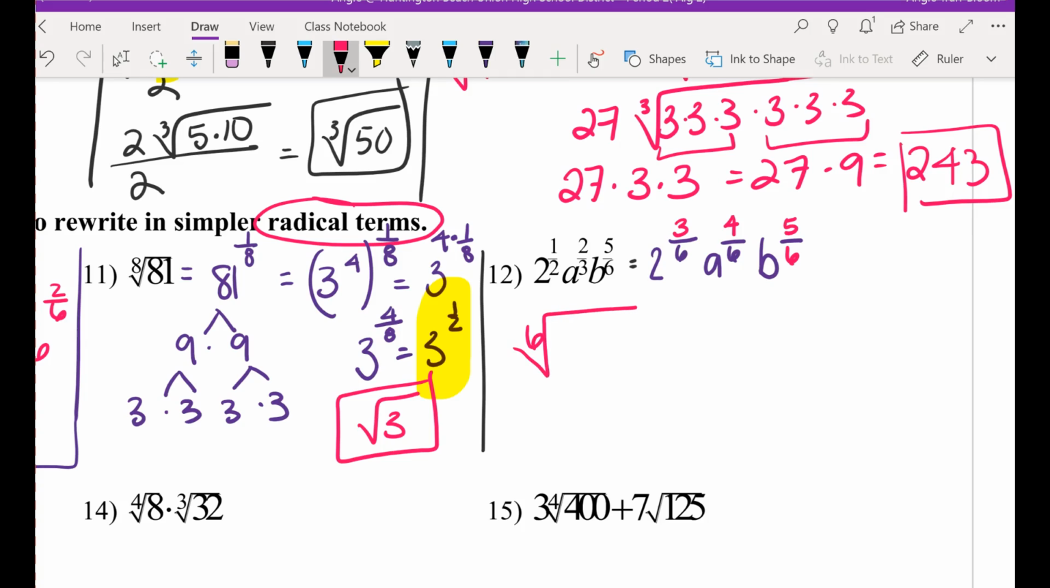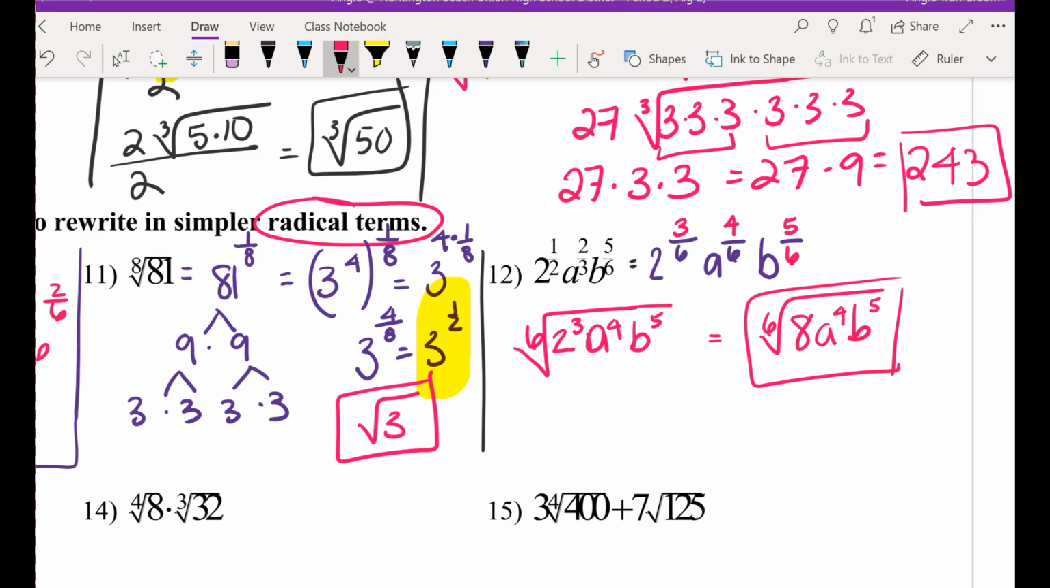Oh, so you put everything under that. Everything under 1. What's the numerator for 2? 3. So 2 to the 3rd. What's the numerator to A? 4. What's the numerator to B? 5. Now all we have to do is simplify out your 2 to the 3rd. Final answer, 2 to the 3rd is what? 8. And then 8 times A to the 4th and B to the 5th. And box that up.